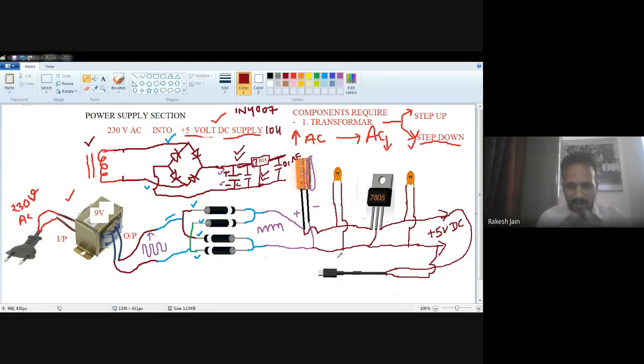But if I find a 5 volt DC, the mobile will take more time for charging. Why? Because the transformer which we generally use is of milliampere rating: 250 milliampere, 150 milliampere, 300 milliampere. So we require an ampere range for fast charging. So we can change the transformer to a high ampere rating transformer.